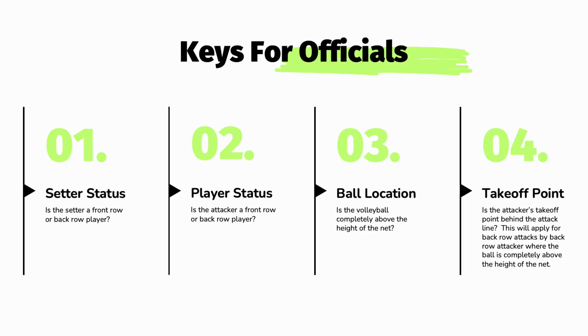Ball location: is the volleyball completely above the height of the net? And takeoff point: is the attacker's takeoff point behind the attack line? This will come into play for back row attacks by back row attackers where the ball is completely above the height of the net.